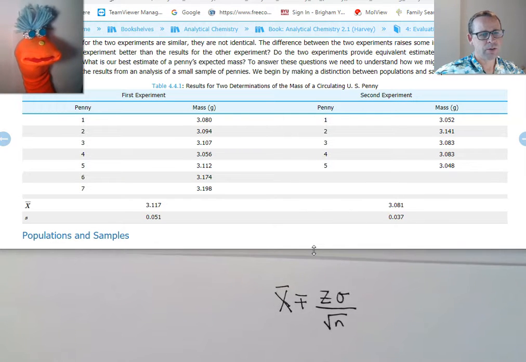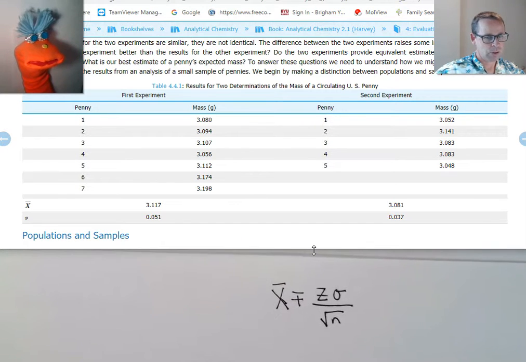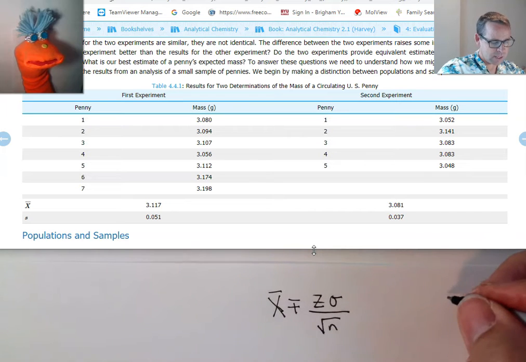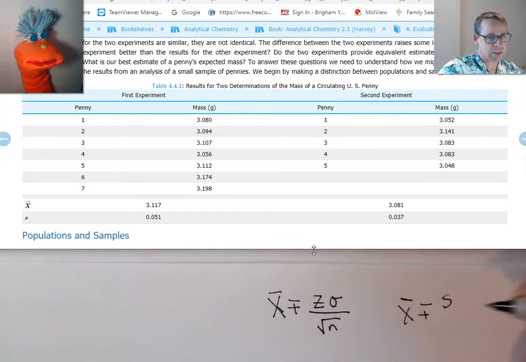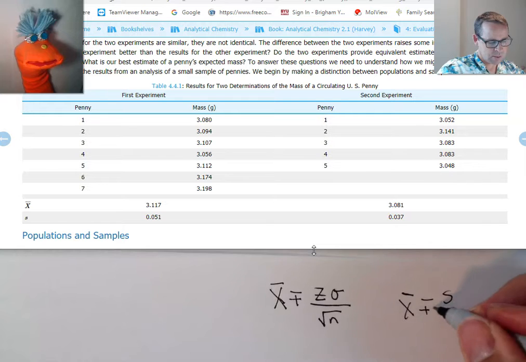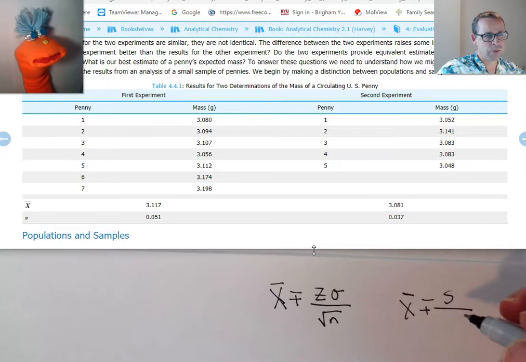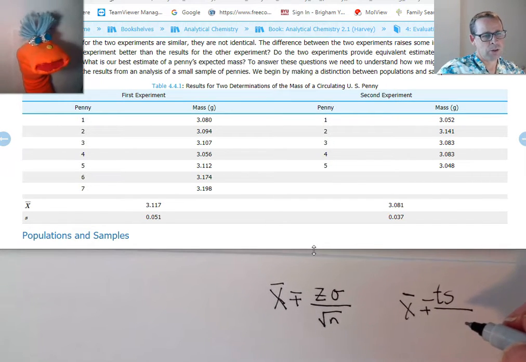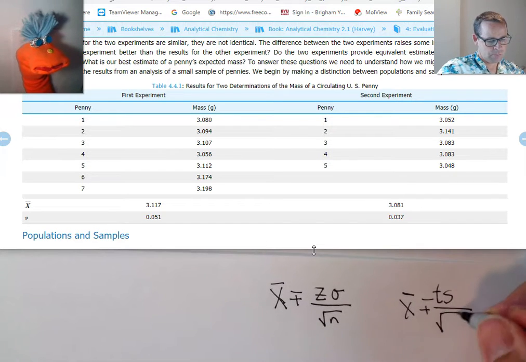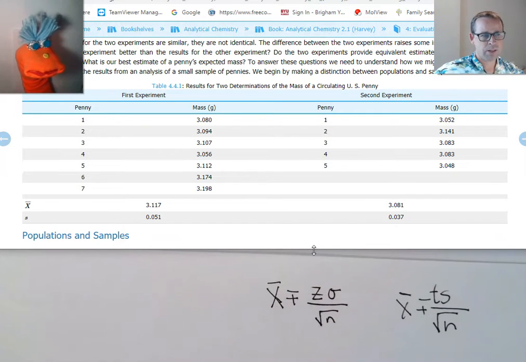So what's different here? We don't have the sigma, but we have what? We have S, which is the calculated standard deviation. Very good. So instead of doing this, we're going to take S, the standard deviation we calculate. And instead of Z, we're going to use the t-value, and then divide by the square root of n again.